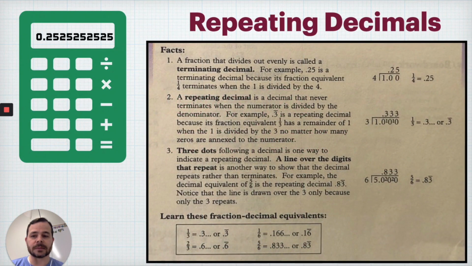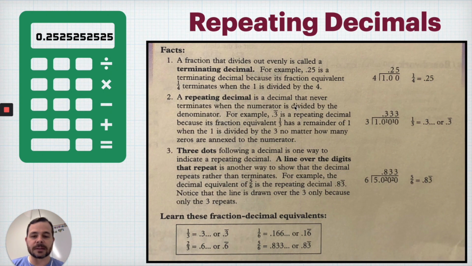Now, repeating decimals. So here we have a calculator with 0.25252525, all right? And it's going to keep repeating. So some facts here. A fraction that divides out evenly is called a terminating decimal. We talked about that yesterday, and we did this example here. For example, 25 hundredths is a terminating decimal because its fraction equivalent of 1/4 terminates when the 1 is divided by the 4. And so that's what we get. Equivalent here, 1/4 is equal to 0.25. So 1/4 is equal to 25 hundredths.